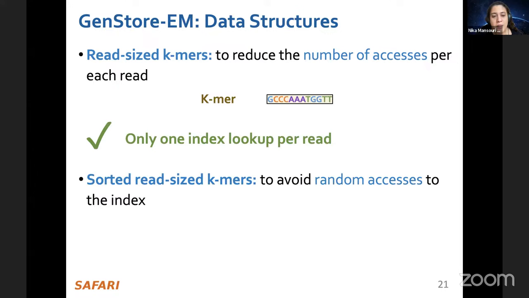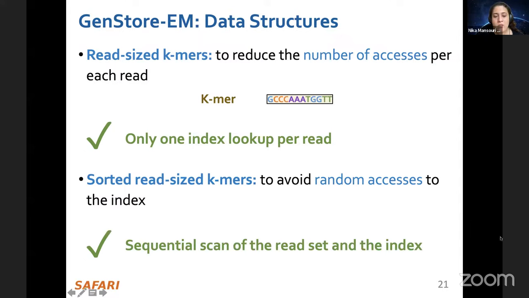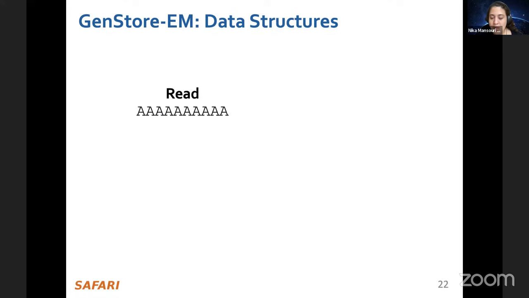The second concept is sorted read-size k-mers, to avoid random accesses to the index to find these locations. Because we have one access per read, we can actually sort things in advance. That is why we can do this. And when we do sorting, we can just do a sequential scan of the read set and the index to find the matches between them.